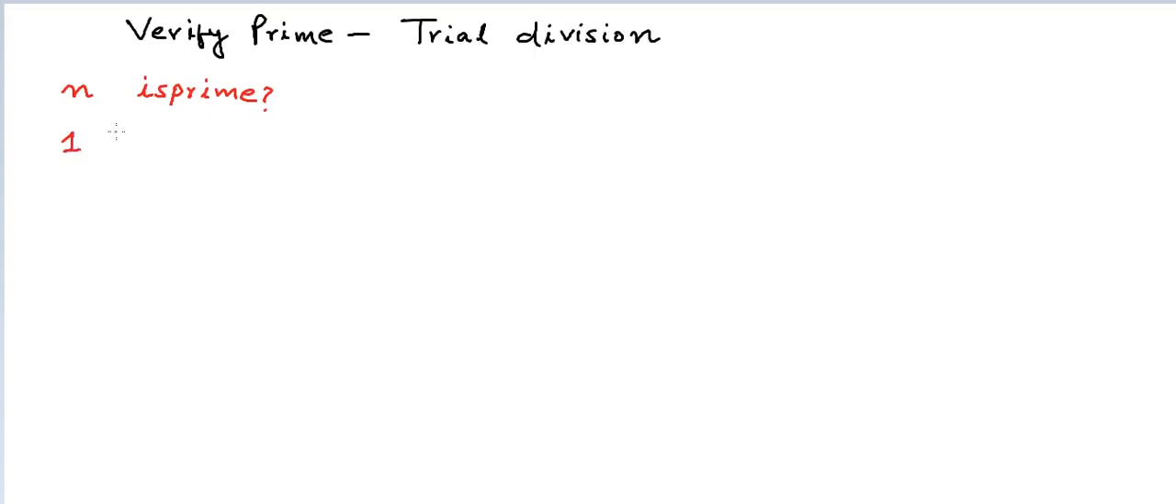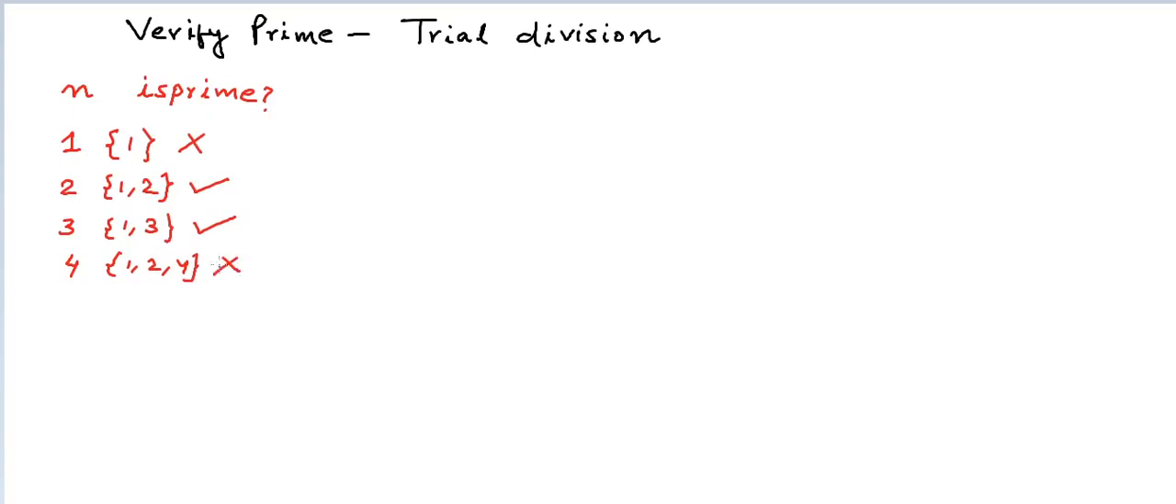1: if we draw a set of all the numbers that can divide 1, we get only 1. 1 is not a prime number because for a number to be prime, it should be divided by exactly two numbers. 2 can be divided by 1 and 2. This is a prime number. 3 again can be divided by 1 and 3, so this is a prime number. 4 can be divided by 1, 2 and 4. This is not a prime number, and we can go on. So the smallest prime number is 2.